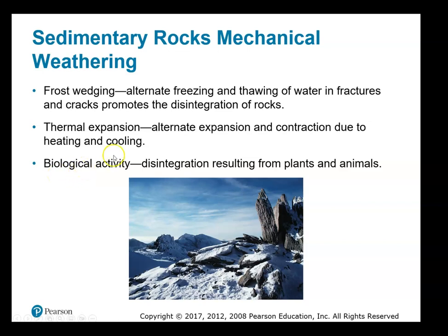All right, so just keep in mind this idea of thermal expansion. When it gets hot, it expands. When it gets cold, it contracts. All right.